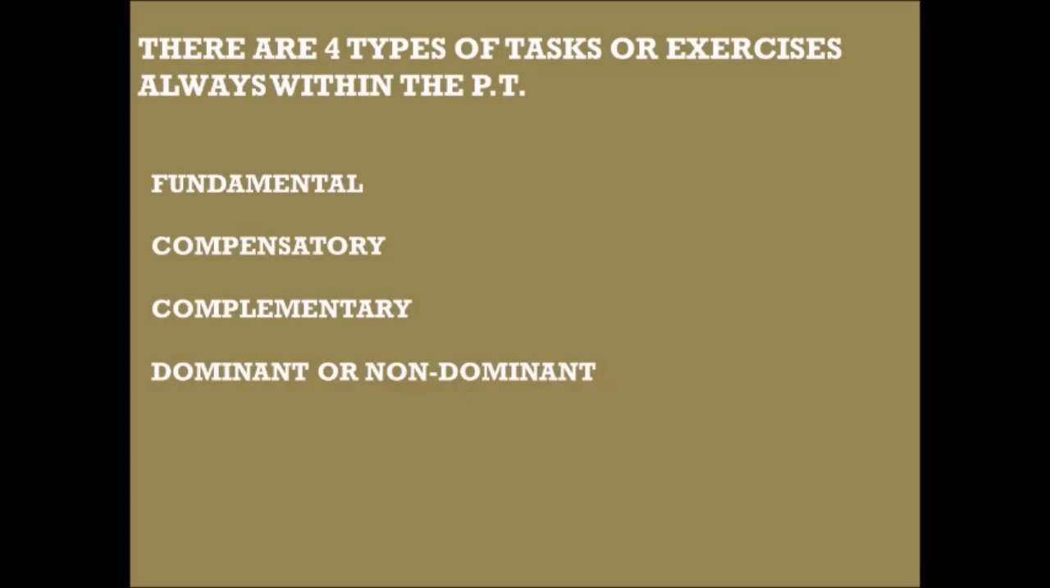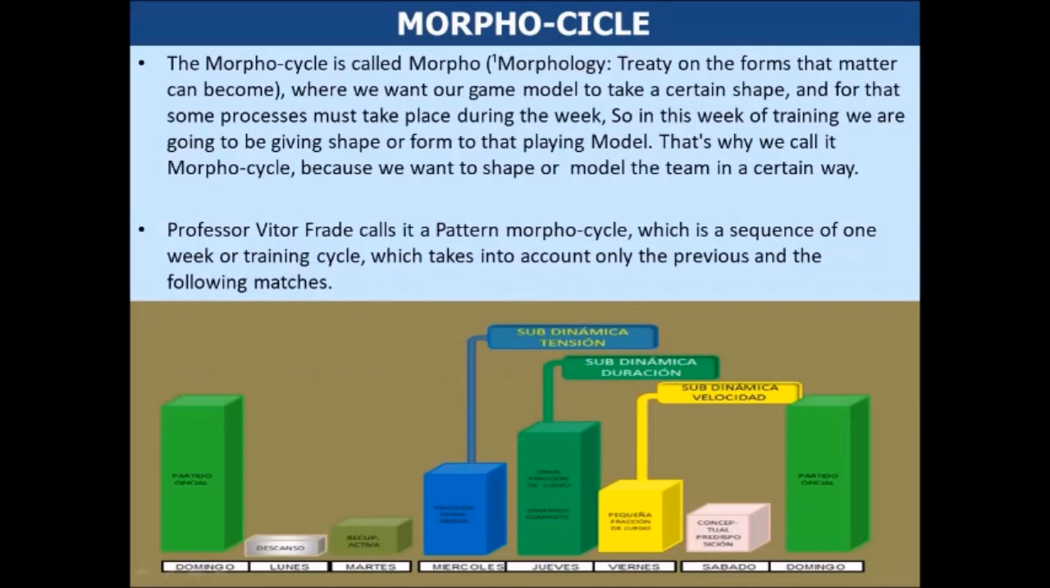And the morphocycle is basically it's called morphocycle because it's treating on the forms that matter can become. So we're going to try to shape the week of work and at the same time shape our playing model, okay? Give it form, give it shape. So we want our game model to take a certain shape, and for that some processes must take place during the week. So in this week of training, we are going to be giving shape or form to the playing model. That's why we call it morphocycle, because we want to shape or model the team in a certain way, okay?